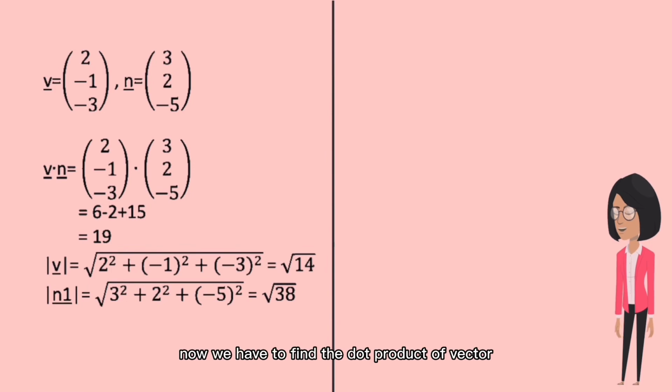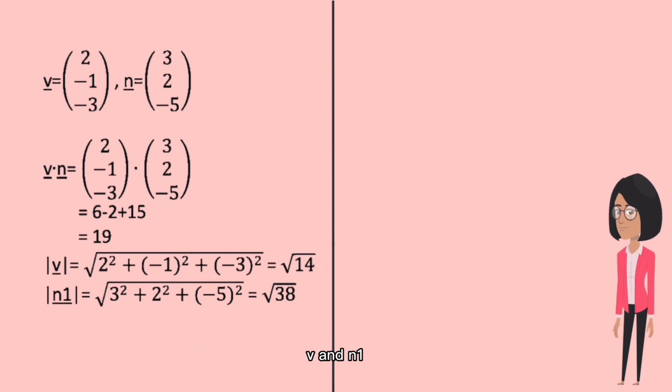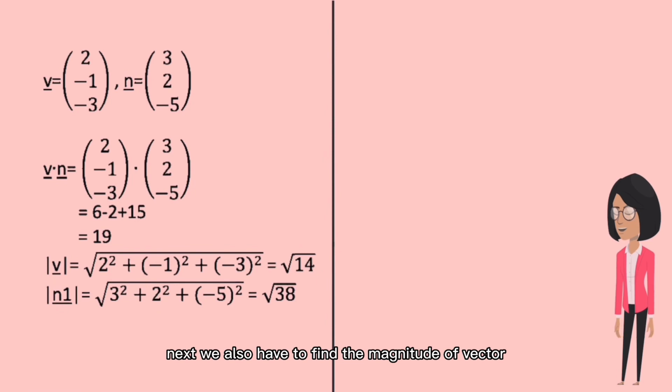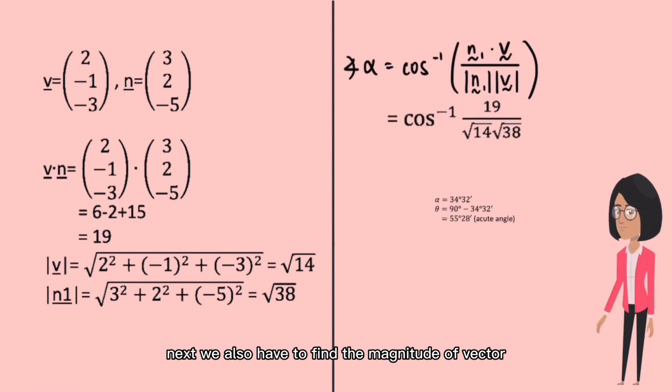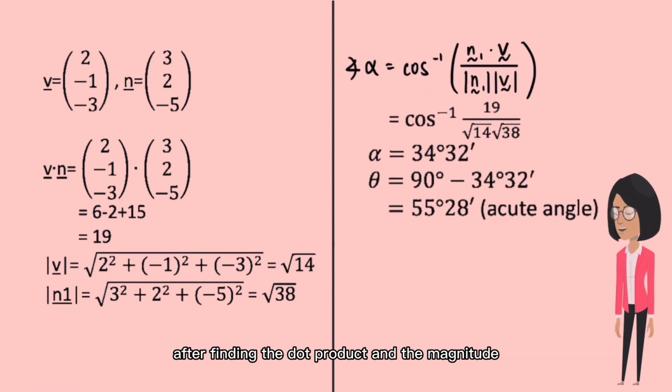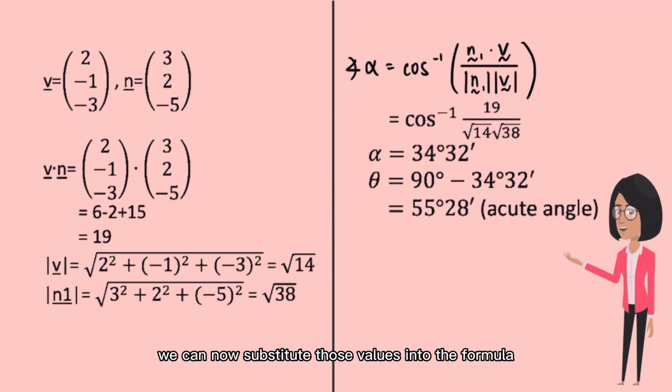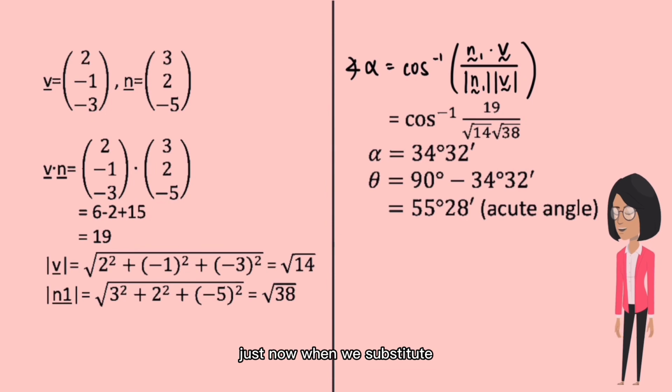Now, we have to find the dot product of vector v and n1. Next, we also have to find the magnitude of vector v and n1. After finding the dot product and the magnitudes, we can now substitute those values into the formula just now. When we substitute, we will get the value of the alpha angle. For the final step, to get the value of theta, we have to subtract the value of alpha angle from 90.